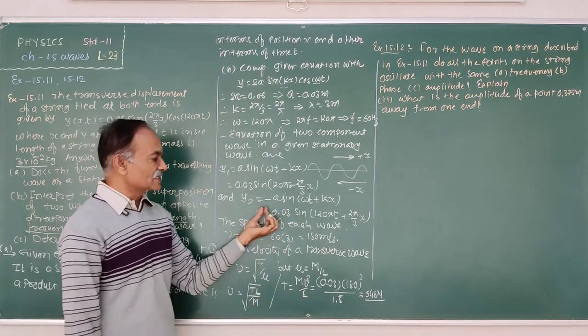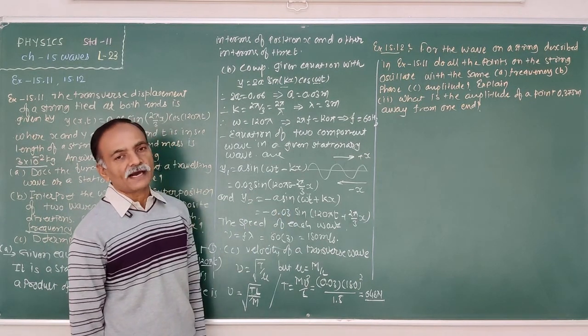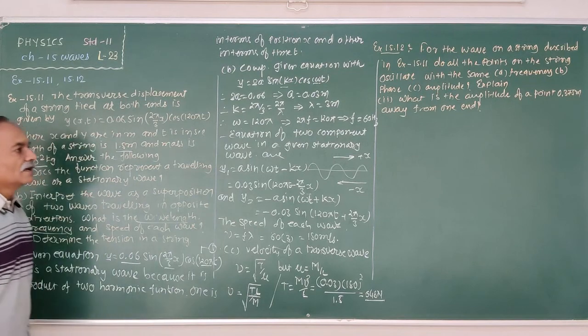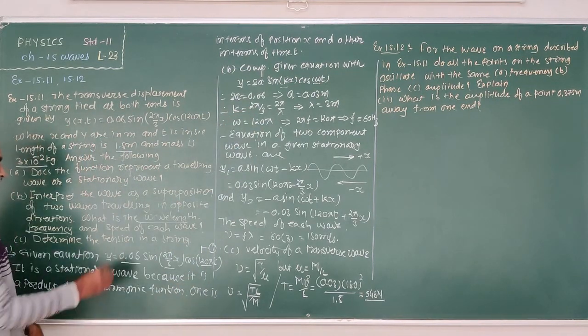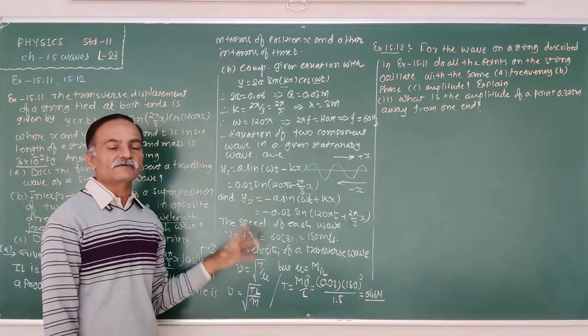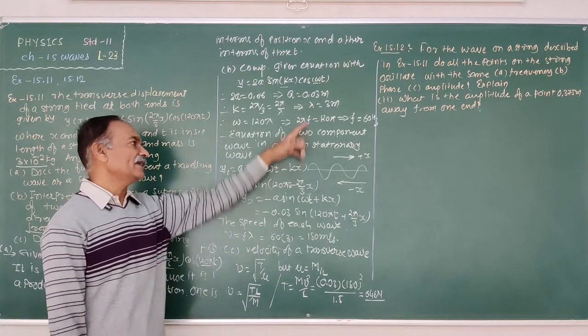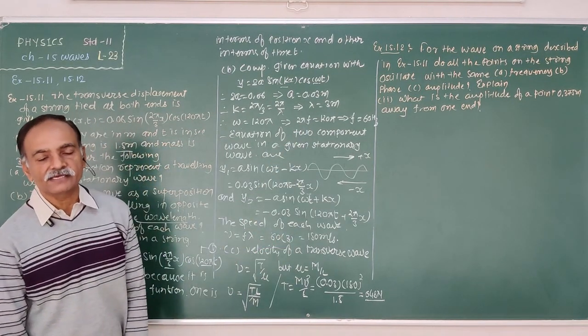So there is the minus 0.03 sine (120 pi t plus 2 pi by 3). Already we found the wavelength and frequency. Now we have to find out the speed of each wave. Speed of each wave v is equal to f lambda. f and lambda are known, therefore 60 into 3, therefore 180 meter per second.